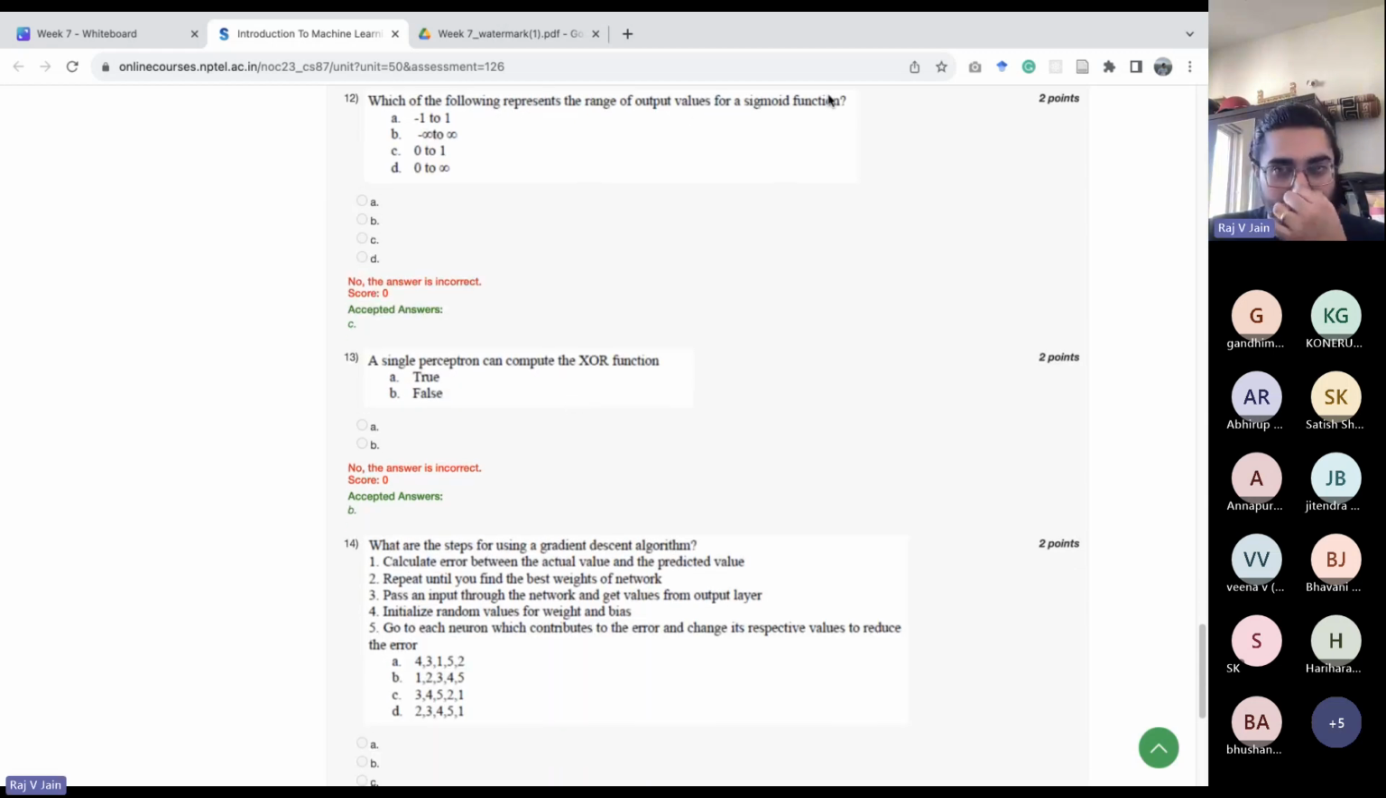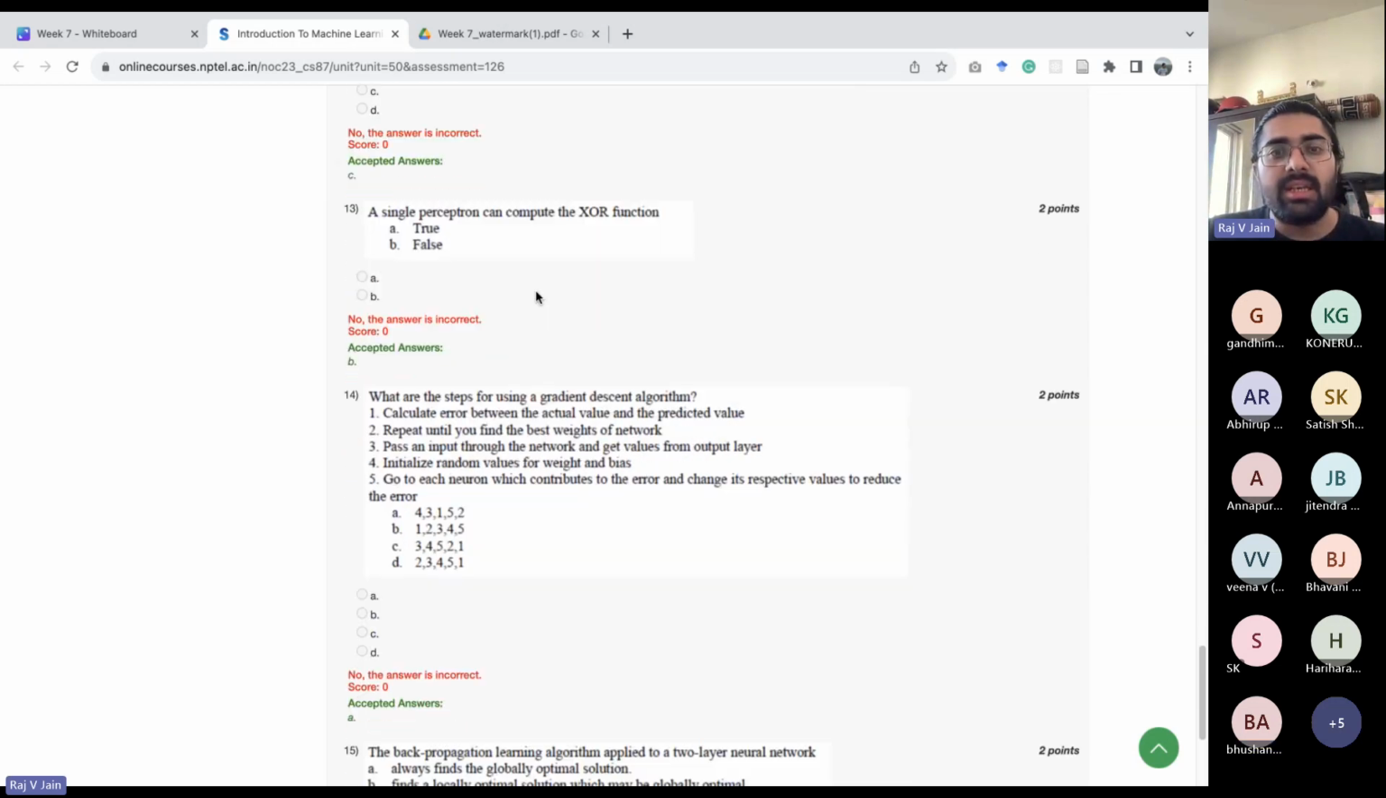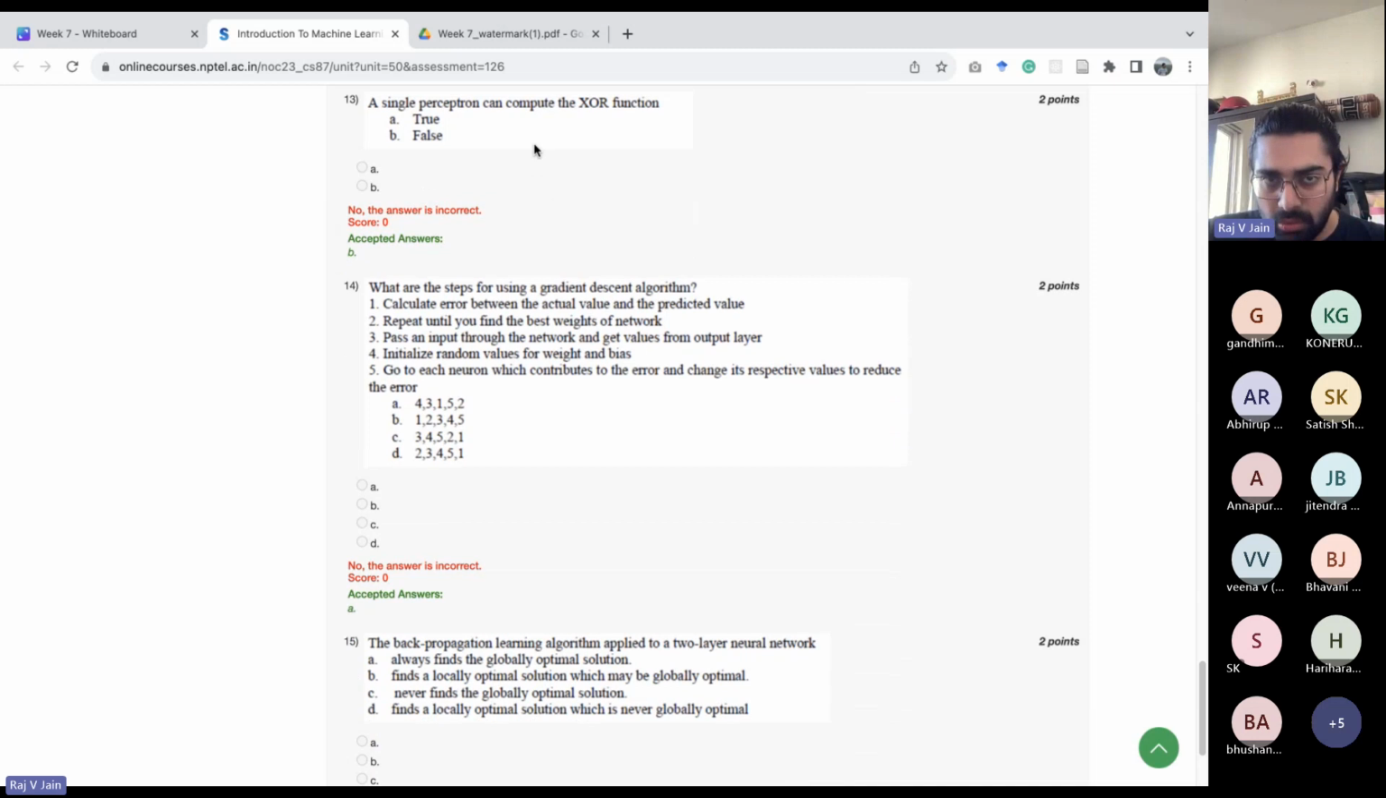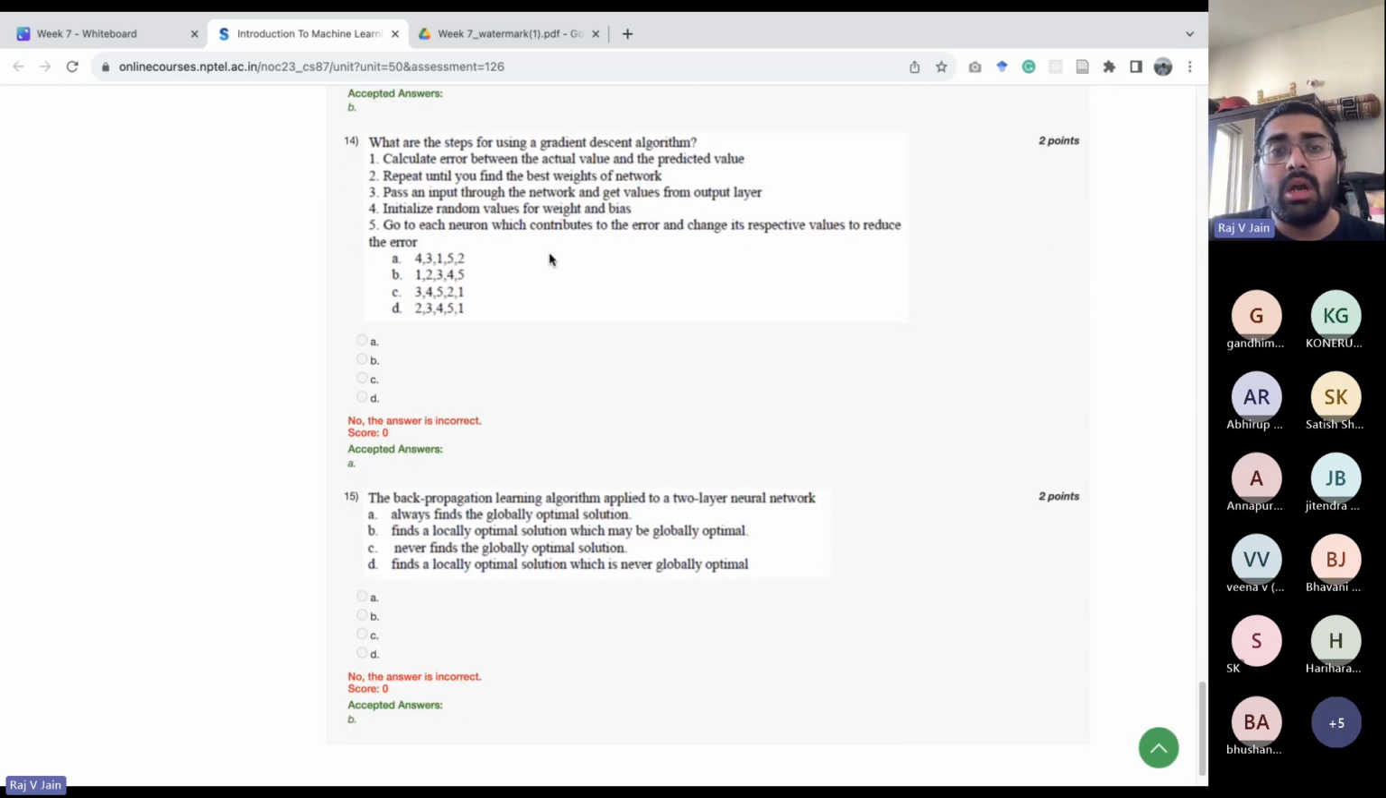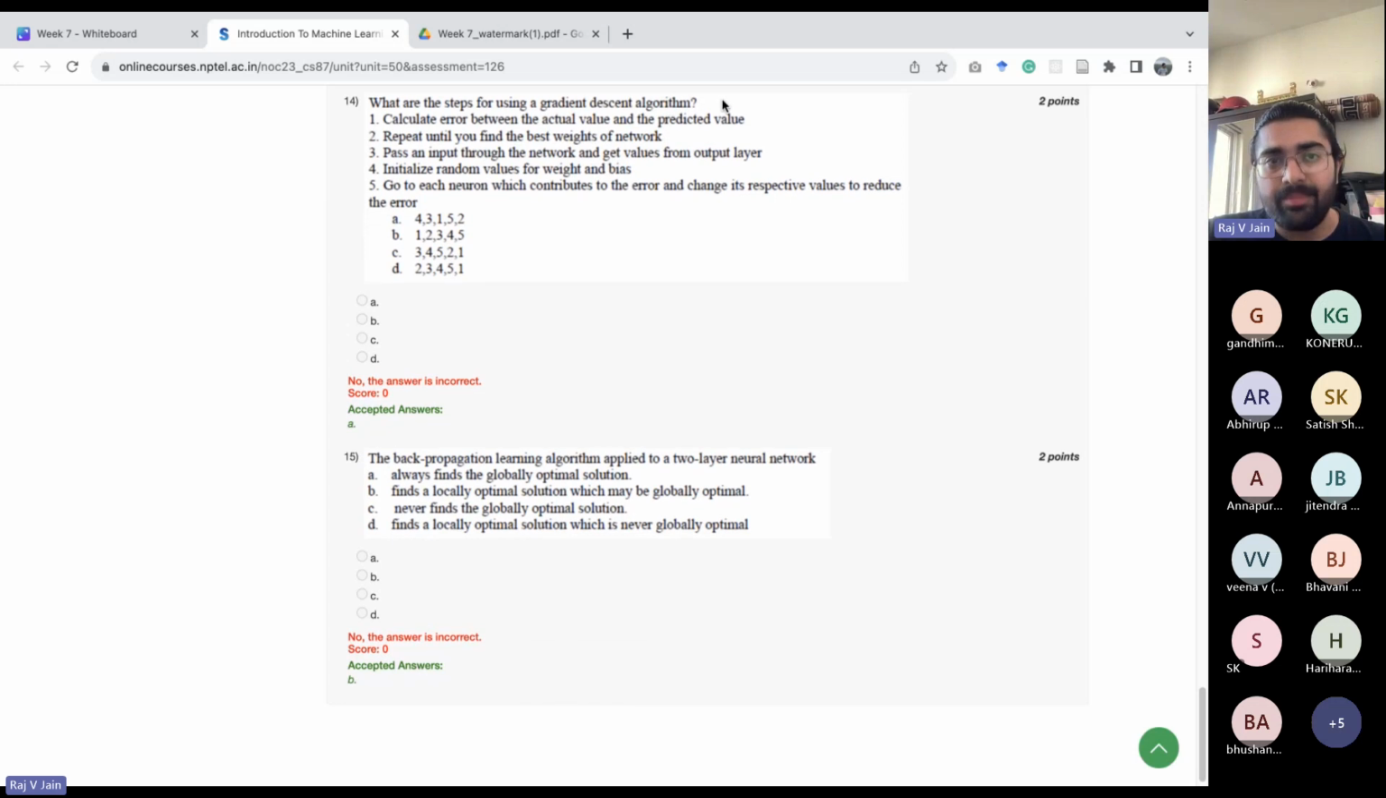What is the range of output values of a sigmoid function? 0 to 1, that we know very clearly. Can a single perceptron compute the XOR function? No, this is mentioned in the notes also. What are the steps for using the gradient descent algorithm? The answer is said to be A. Any doubts on why A is the right answer? No doubts.